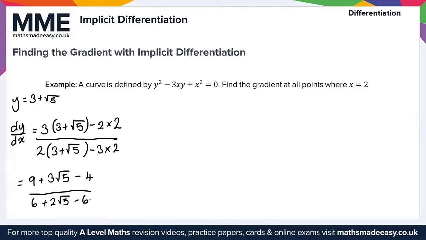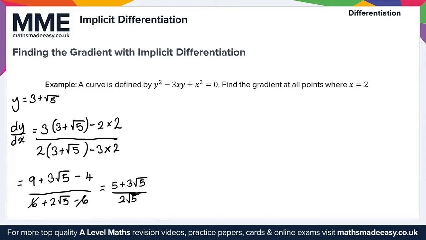Okay, so if we simplify here, we can notice straight away that that 6 will cancel with this minus 6 here, so we're just going to get left with 2 root 5 in the denominator, and 9 minus 4 will give us 5. So what we get here is 5 plus 3 root 5 all over 2 root 5.